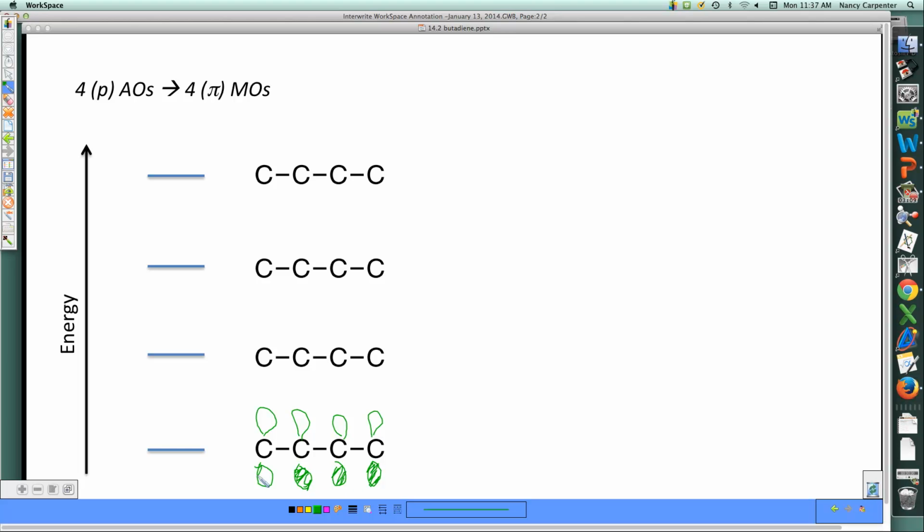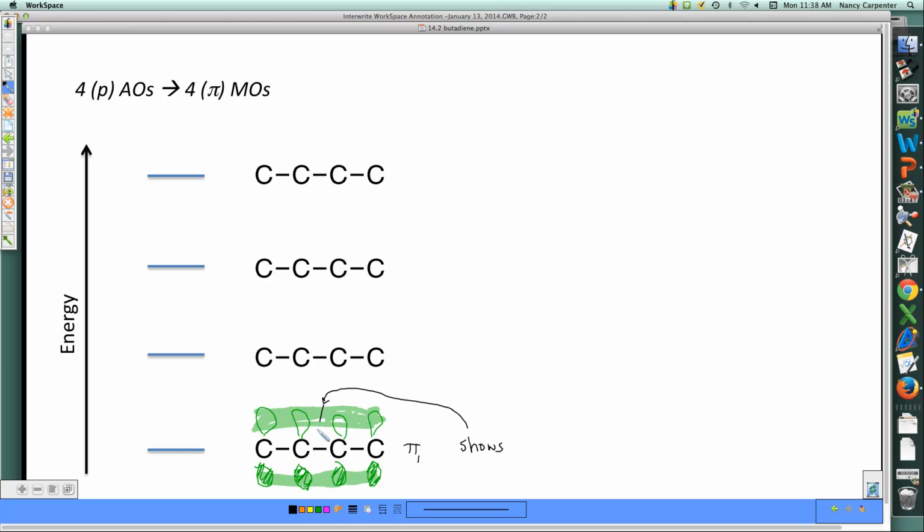Alright, so no nodes means the whole thing is overlapping nicely, top and bottom. So we do have the nodal plane, but otherwise there are no nodes here. So what does that mean? Well, this is a very important molecular orbital because this one, pi 1, shows why there's a planar conformation preference.